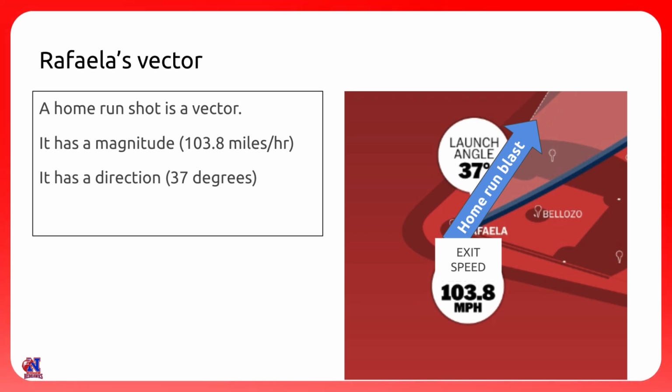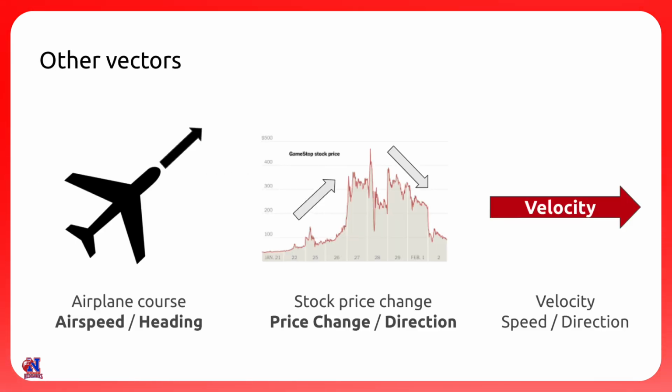In the case of Rafaela's home run, it had an exit speed of 103.8 miles per hour, magnitude, and an angle of 37 degrees, direction. And that combination tells us how high up that ball was going when he hit it, and tells us whether or not it should have gone out of the ballpark. With that speed and that angle, probably it will.